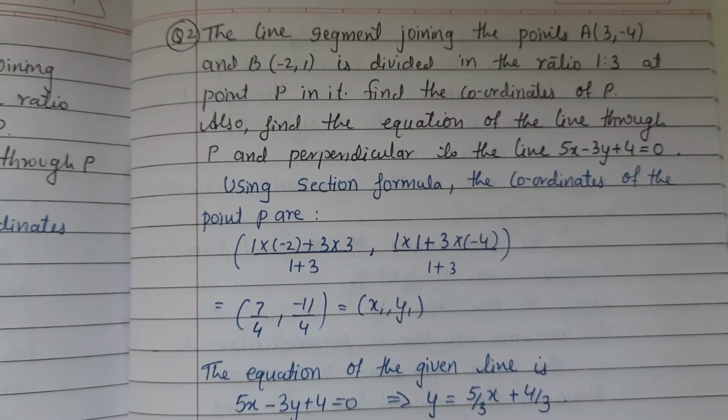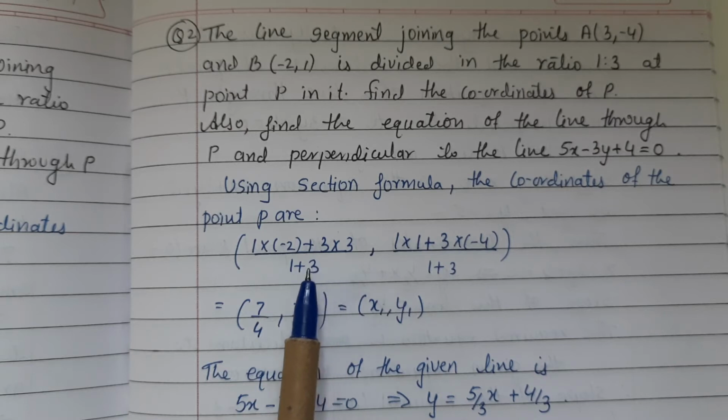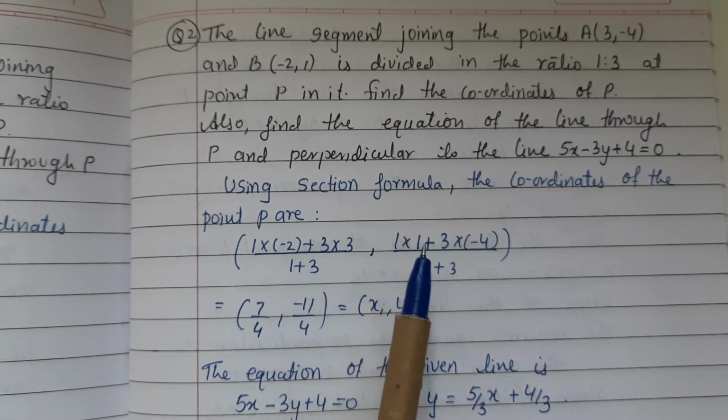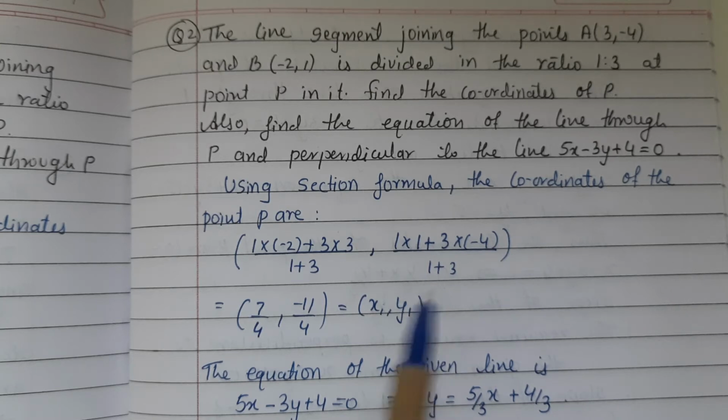Using the section formula, the coordinates of point P are (1 into -2 plus 3 into 3) upon (1 plus 3), (1 into 1 plus 3 into -4) upon (1 plus 3), equal to (7/4, -11/4) equal to (x1, y1).